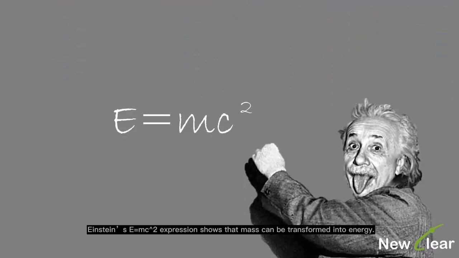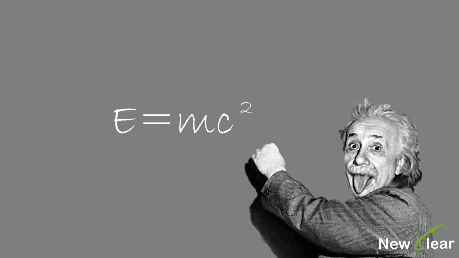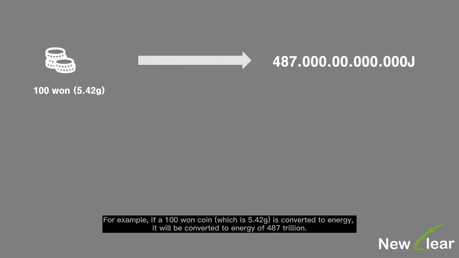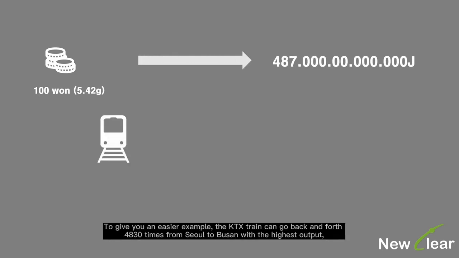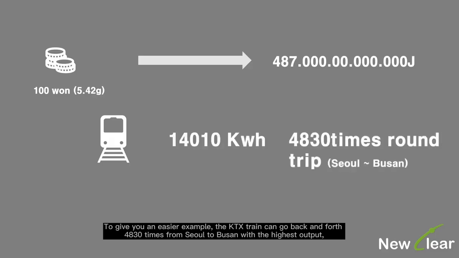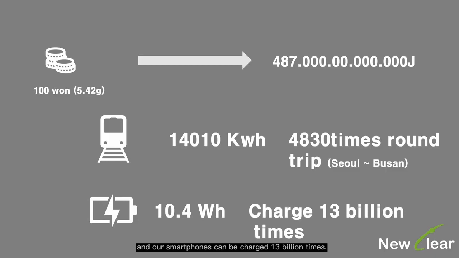Einstein's E=mc² expression shows that mass can be transformed into energy. This conversion process can turn even a tiny mass into an absurdly high amount of energy. For example, if a 100-won coin, which is 5.42 grams, is converted to energy, it will be converted to energy of 487 trillion. To give you an easier example, the KTX train can go back and forth 4,830 times from Seoul to Busan with the highest output, and our smartphones can be charged 13 billion times.